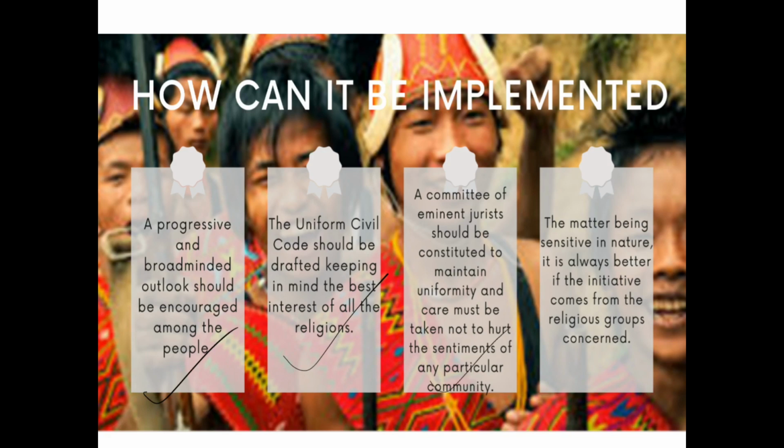So if you are formulating the Uniform Civil Code, it should not be from a handful of people. A particular specialist committee should be established, preferably with jurists, because it's a law and order situation, and it will involve the judiciary throughout its implementation. So a committee of eminent jurists should be formed to maintain uniformity, and care must be taken not to hurt the sentiments of any particular community.